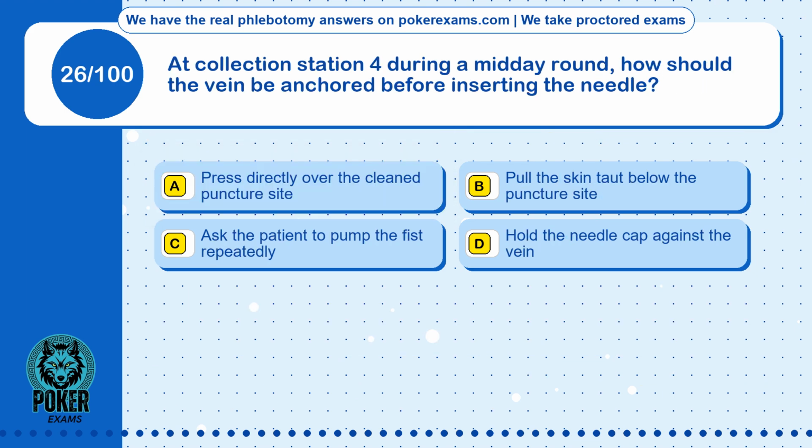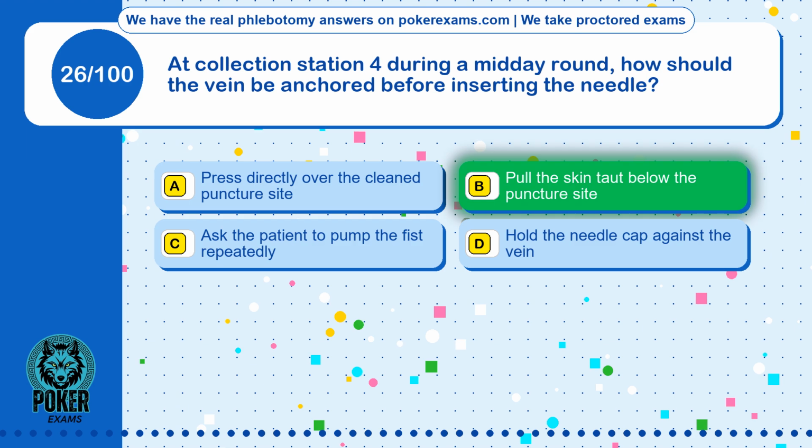Question 26. At collection station 4 during a midday round, how should the vein be anchored before inserting the needle? Option A, press directly over the cleaned puncture site. Option B, pull the skin taut below the puncture site. Option C, ask the patient to pump the fist repeatedly. Option D, hold the needle cap against the vein.